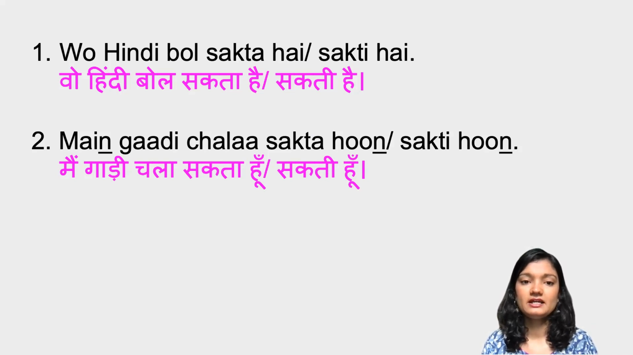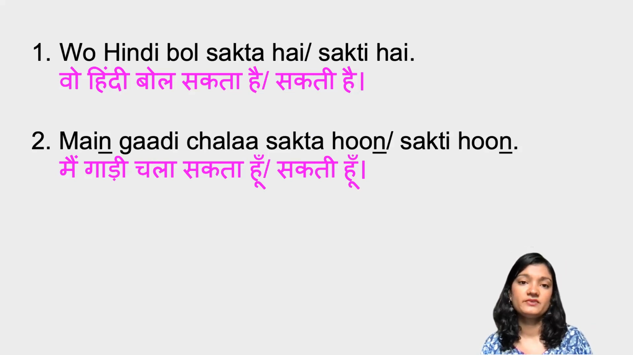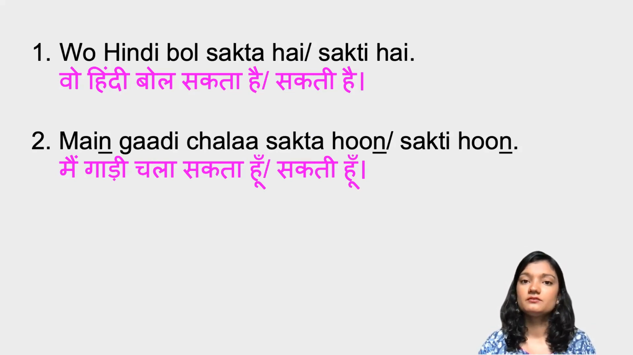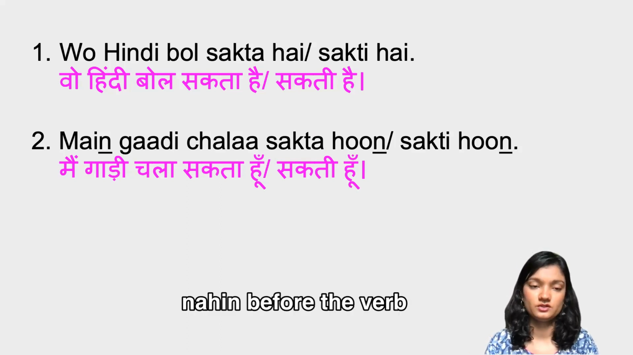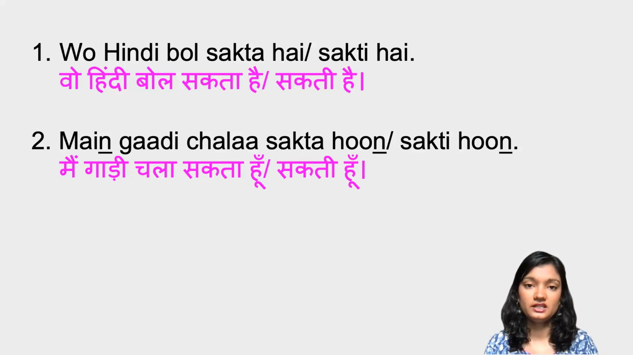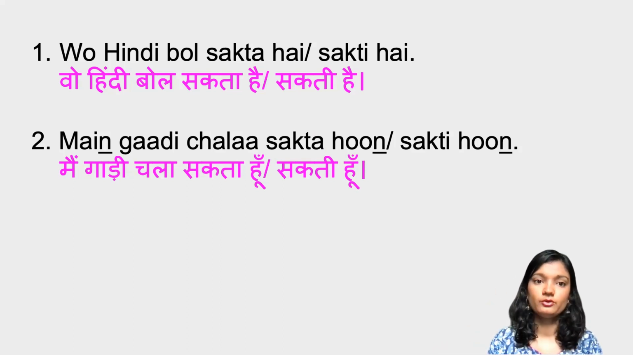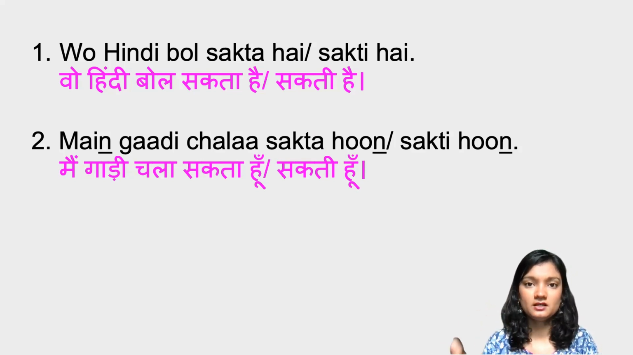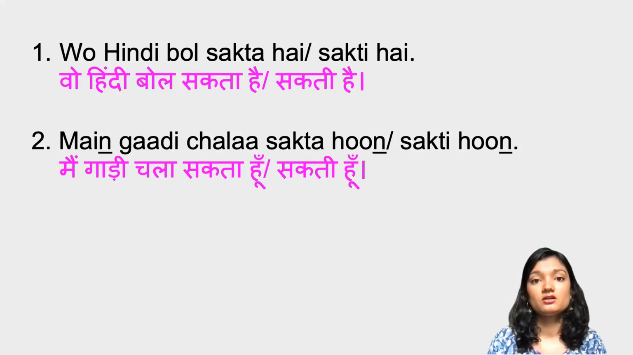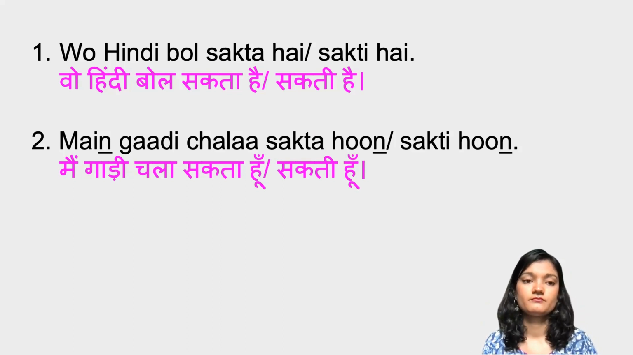Second example, मैं गाड़ी चला सकता हूँ. So again, it's the same example that you saw in the previous slide. And remember, to negate any sentence, you must use नहीं before the verb. In this case, वो हिंदी नहीं बोल सकता है. So right before बोल, you should insert नहीं and then speak a negative sentence. He cannot speak, he or she cannot speak Hindi. मैं गाड़ी नहीं चला सकता हूँ और मैं गाड़ी नहीं चला सकती हूँ. I cannot drive, like that.